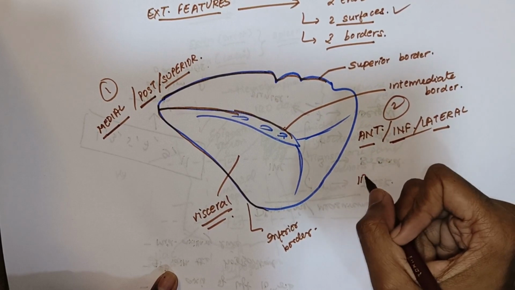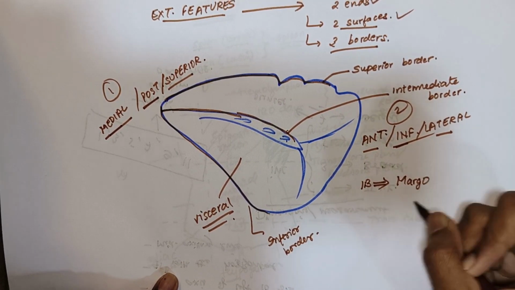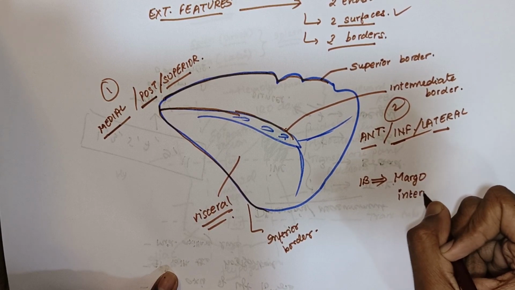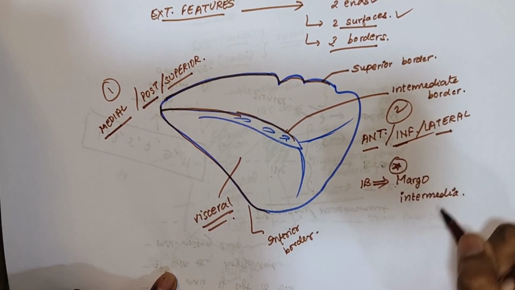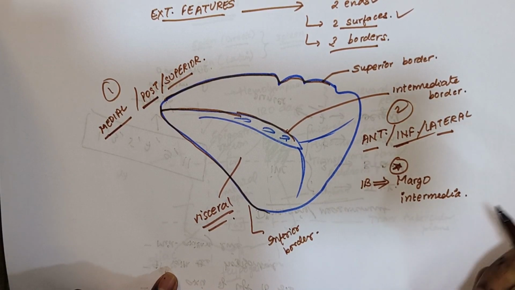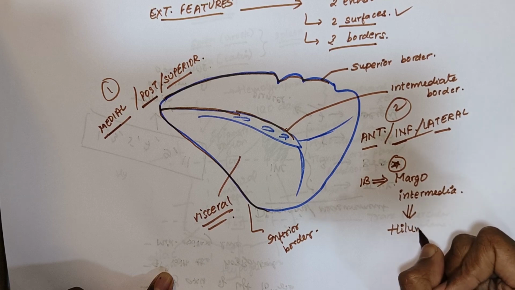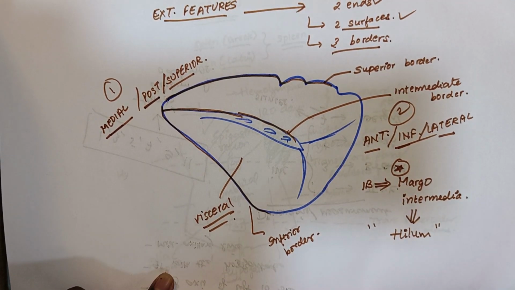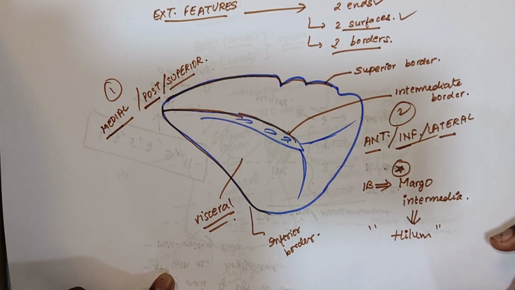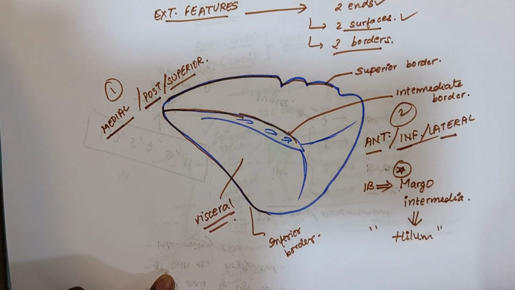Now, intermediate border is also known as margo intermedia. This border is extremely important. Now you may ask why. Because it corresponds to the hilum of the spleen. Now what is the hilum of the spleen? If you have learned thorax by now, you are familiar with the hilum of the lung, right? What is the hilum of a lung? It is a short, broad pedicle which basically connects the medial surface of the lung to the mediastinum.